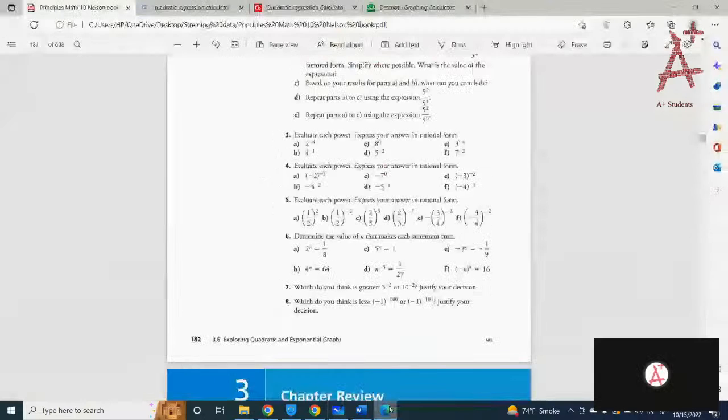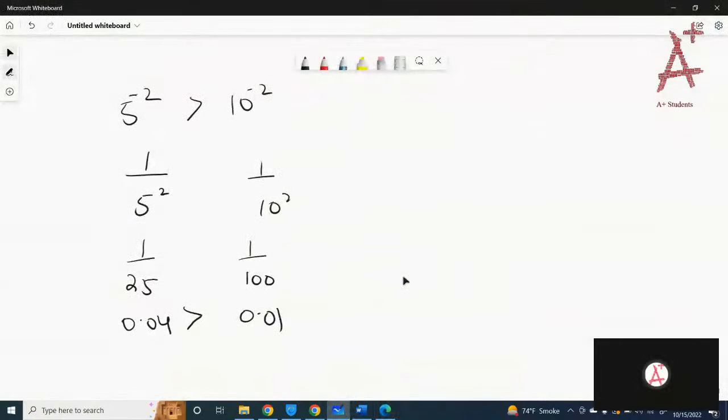Okay. What do you think? Negative 1 exponent negative 100 or negative 1 exponent negative 101? Which do you think is less? Justify your answer. Okay, one of them is negative 1 exponent negative 100 and the other is negative 1 exponent negative 101.